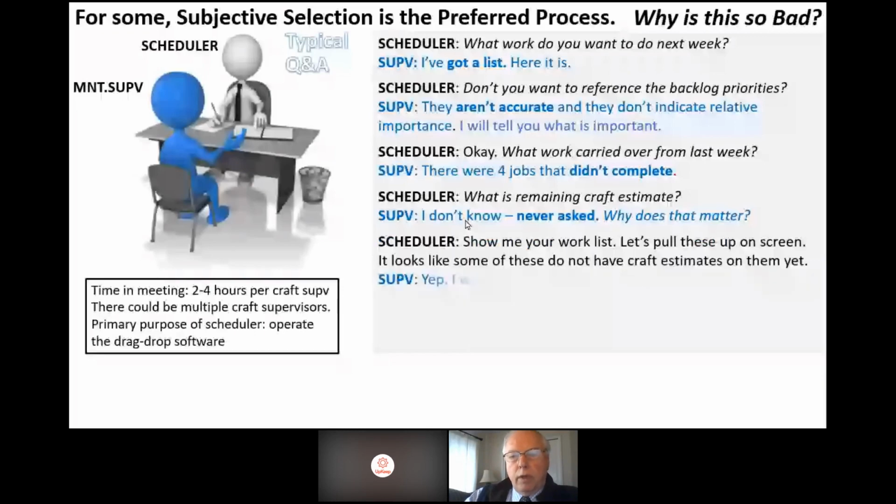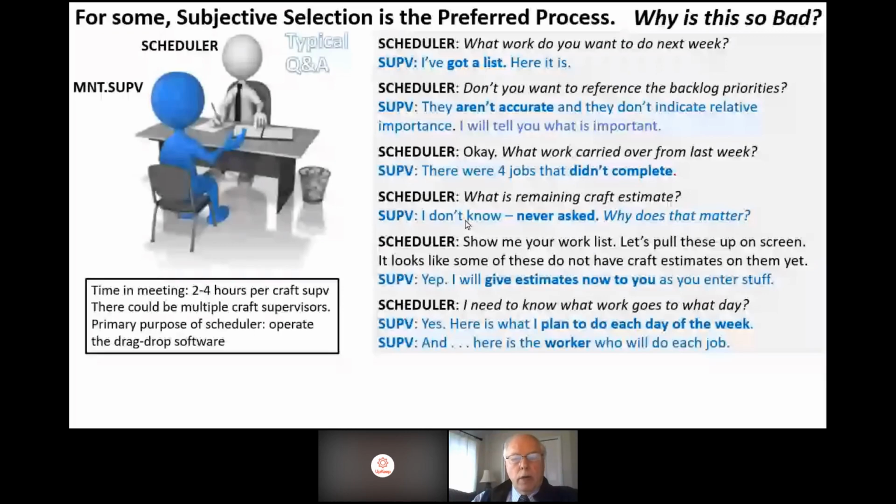Show me your work list. Let's pull these up on the screen. It looks like some of these do not even have a formal plan on them right now. Yep, I will give you estimates as we speak, so don't you worry your little head about it. And so I need to know what work goes to what day, because he's using a drag drop tool. Yes, here's what I plan to do each day of the week.